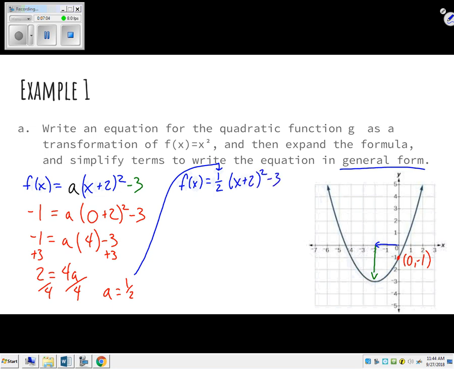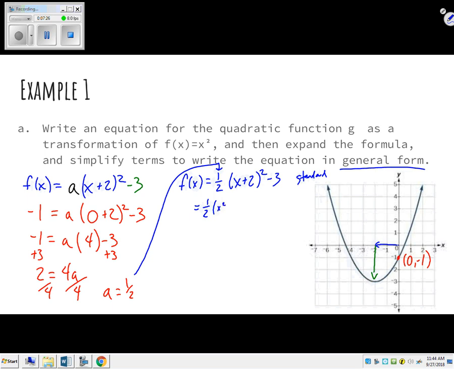Now, if it just wants this in standard form, I'm done. All right? This is my standard form, or my vertex form. But it wants it in general form. It doesn't want any parentheses. It wants it in that nice ax squared plus bx plus c form. So what I'm going to have to do on this is simplify it. I need to expand this binomial.